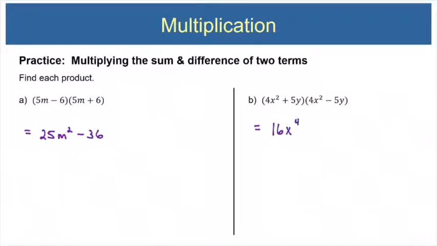That's going to be 16x to the fourth. The outer and the inner would add up to zero, and then last times last would be minus 25y squared, because we'd have 5y times negative 5y, so that's minus 25y squared, and that's it.